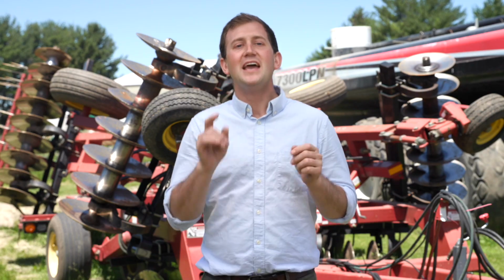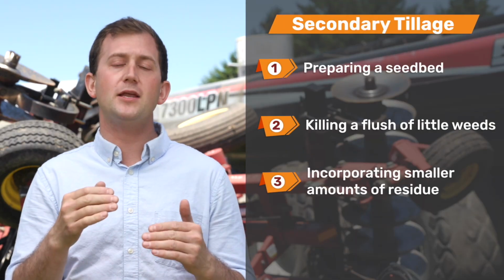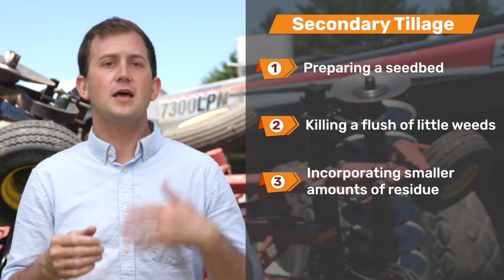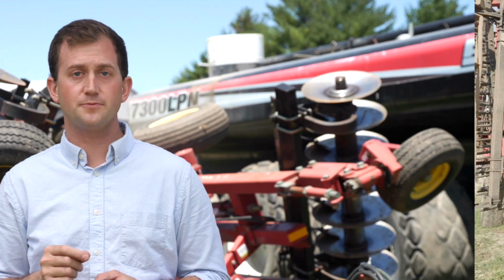Secondary tillage is shallower, less aggressive. It's used after primary tillage and it achieves many purposes, including preparing a seedbed, killing the flush of little weeds, or cutting up and incorporating smaller amounts of residue. We can thin our cover crops, incorporate fertilizer, incorporate lime, or a little bit of manure. Now let me introduce you to some tillage tools that are used for secondary tillage.